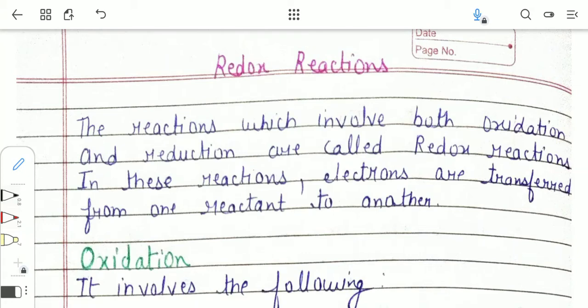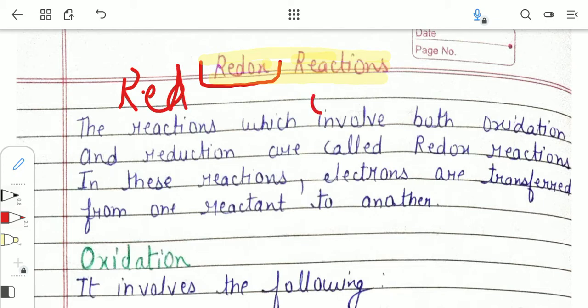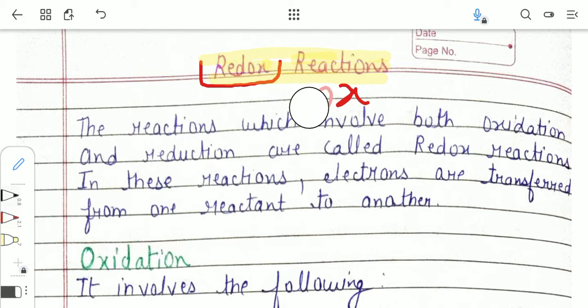So hello everyone. In this video we will talk about redox reactions as well as the basic concept of oxidation and reduction reactions. Okay, so now let us begin. From the name itself it is clear that redox, RED stands for reduction and OX means oxidation. The reactions in which both oxidation and reduction take place simultaneously are known as redox reactions. Okay, so let us read the theory part.